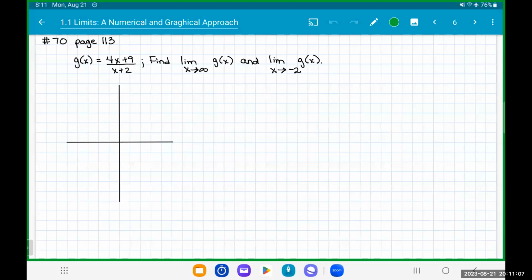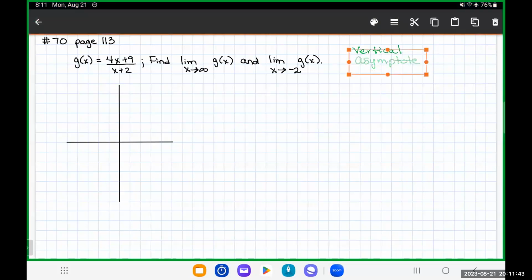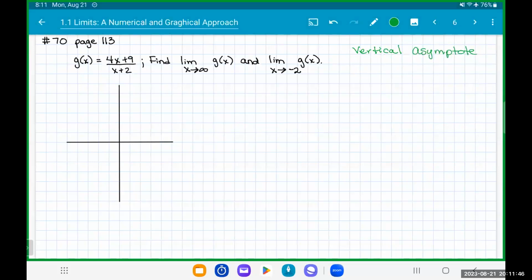All right, so here's one where we have to graph, but it's not as easy as the polynomial that we just graphed, right? So first of all, we have to look at this and put in any asymptotes. I'm going to define it as a vertical asymptote when the denominator equals 0.